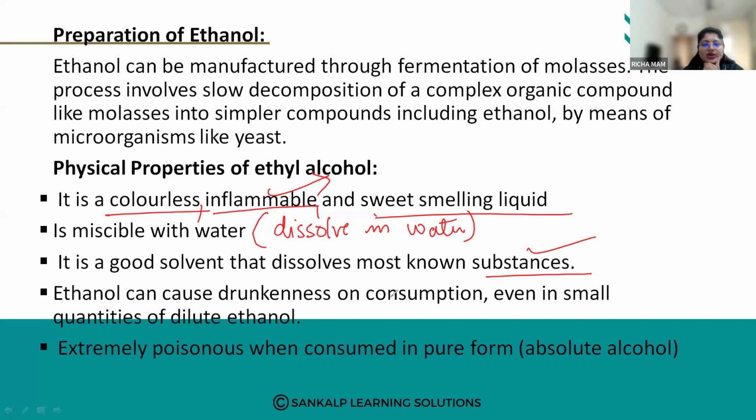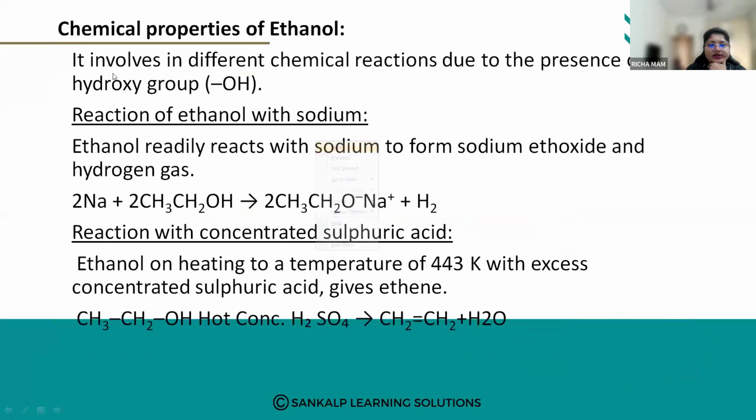Ethanol can cause drunkenness on consumption, even in small quantities of dilute ethanol. So if you drink this, you will get drunkenness. Even if you take it in very dilute concentration, some dizziness will occur. It is extremely poisonous when consumed in pure form. When you take the alcohol in the very pure form, it is extremely poisonous. So these are some of the physical properties of ethyl alcohol.